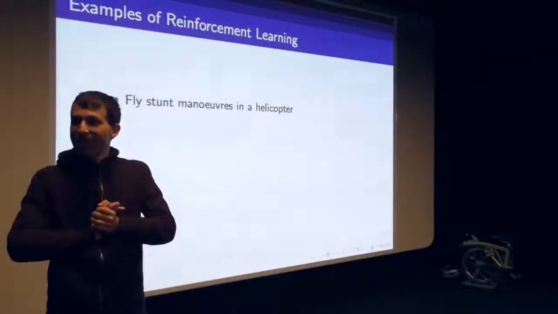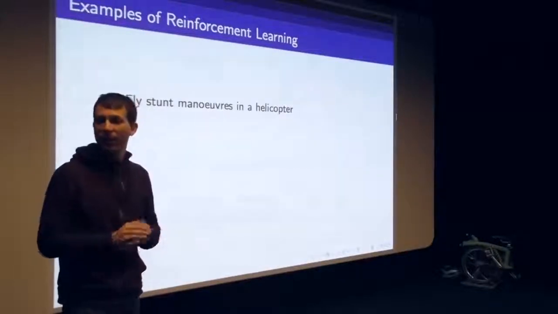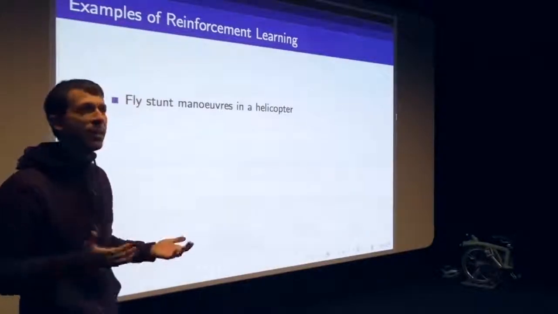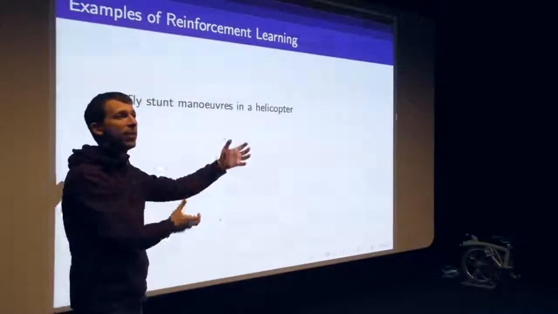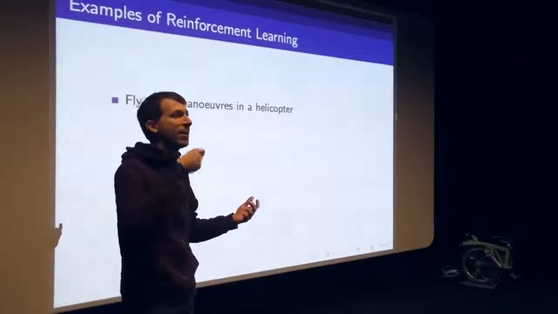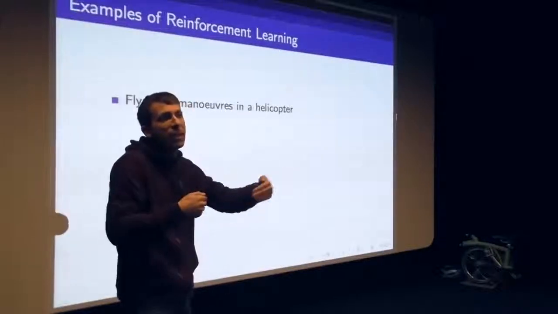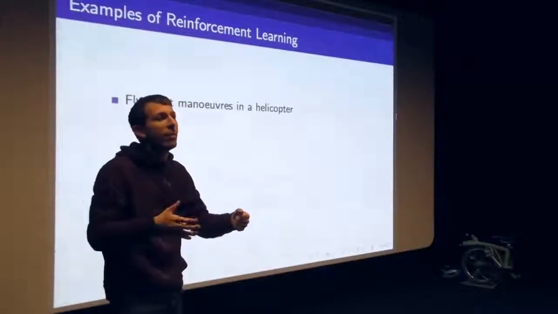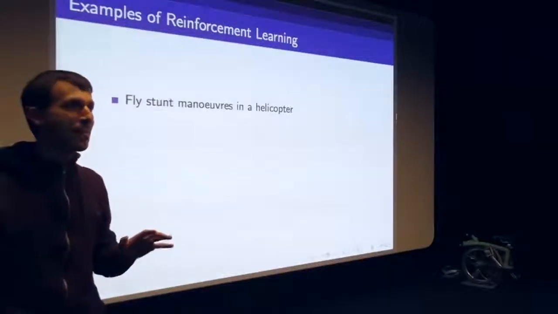And so one example would be flying stunt maneuvers in a helicopter. We'll see a video in just a second. So here you've got a helicopter being controlled. You want this helicopter to make a particular maneuver. It's not that anyone tells you at any given moment, yes, you've done the right thing, or no, you've done the wrong thing. It's that at the end of some period of time, you want to have executed this maneuver, and maybe someone says good or bad at the end of it. And crashing is typically very bad.